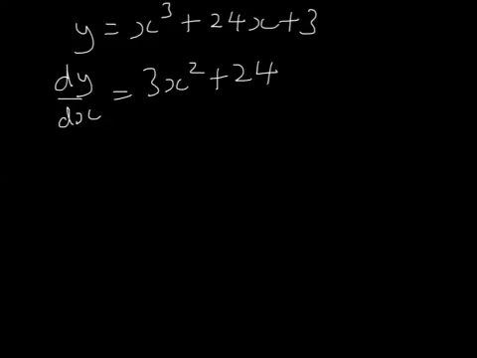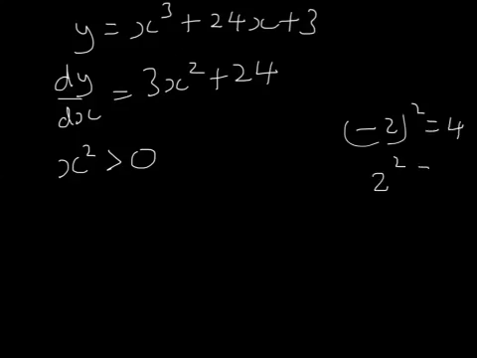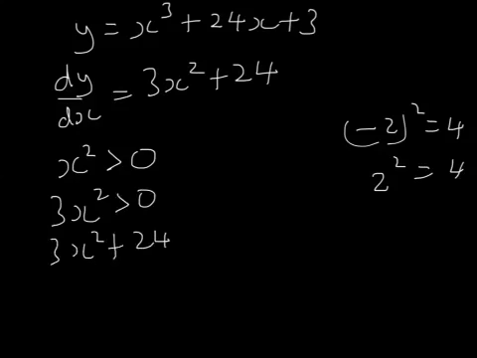Now, x is a real number, so that means that x squared will always be positive. If you square any number, the answer is positive, whether it's negative or positive. Minus 2 squared is 4. 2 squared is 4. So x squared is positive. 3x squared is obviously positive. If you add 24 to a positive number, that's always positive. So therefore, dy by dx is positive for all values of x.